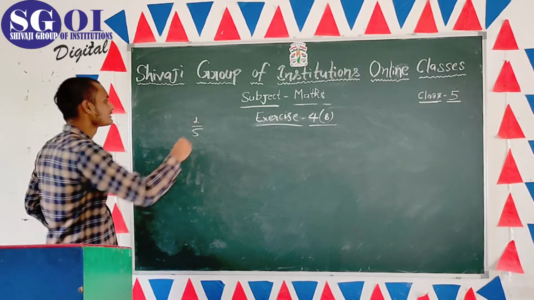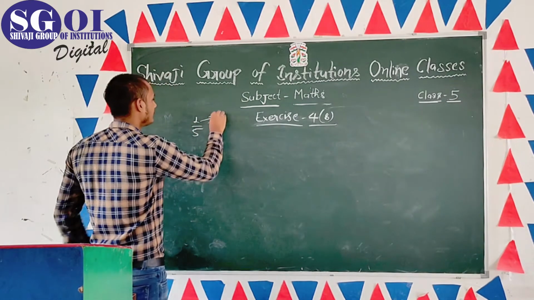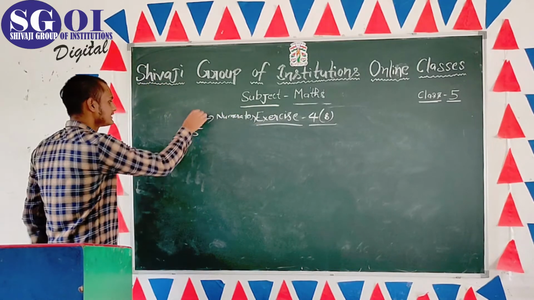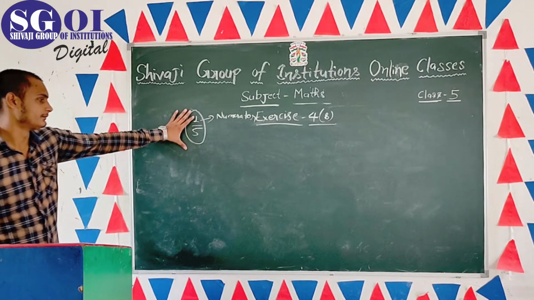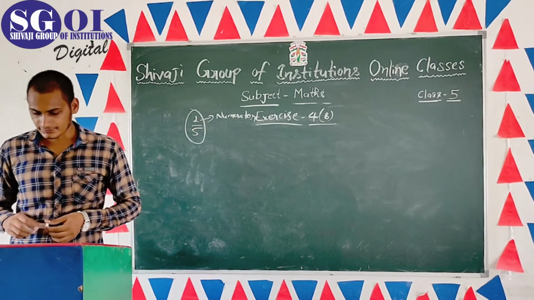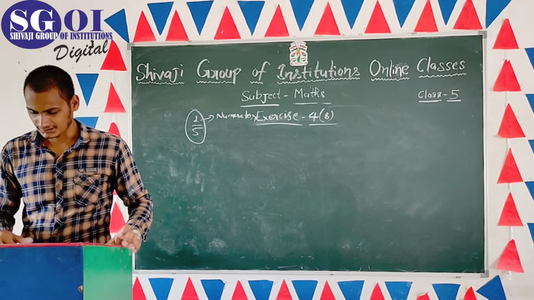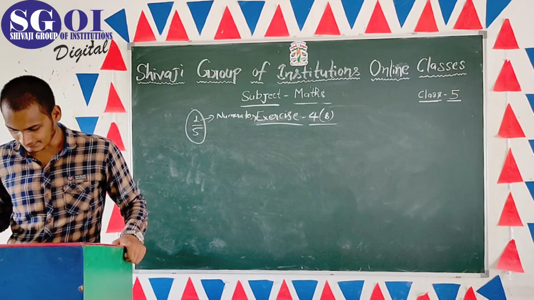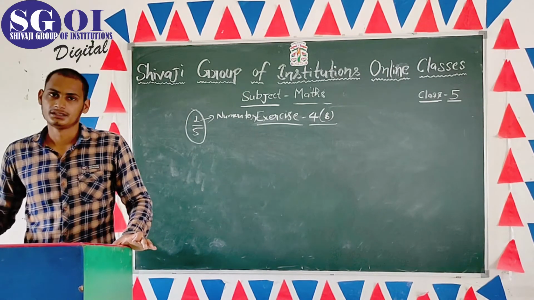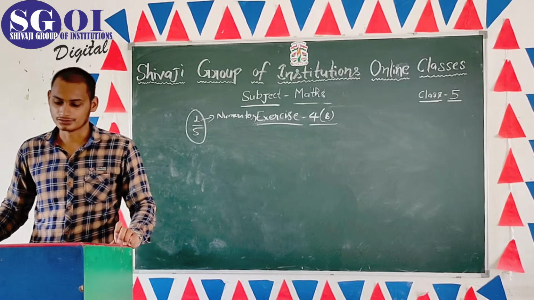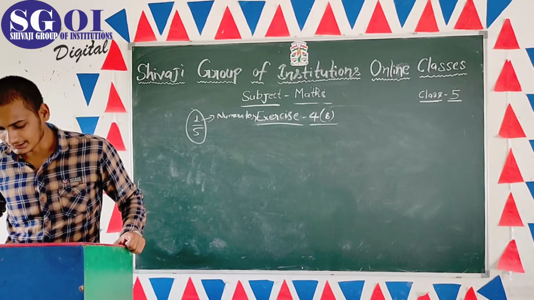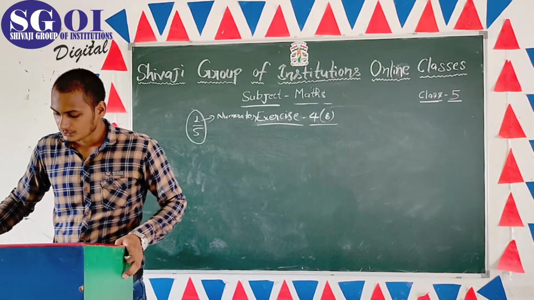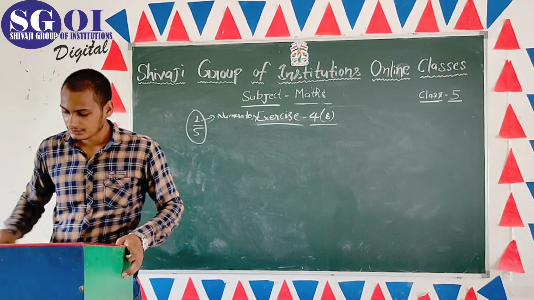Here the numerator is 1. So this is a unit fraction because the numerator is 1. Next one is 3 upon 11. The numerator is 3. So it's not a unit fraction. Next, 7 upon 15. Here the numerator is not 1. So this is not a unit fraction. Next, 1 upon 21. Here the numerator is 1. So this is a unit fraction.